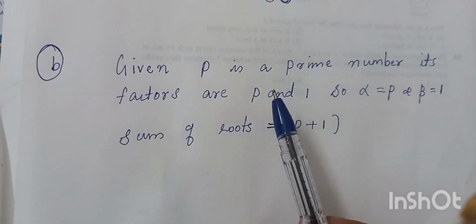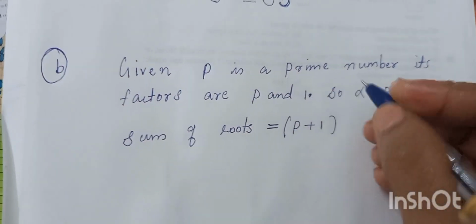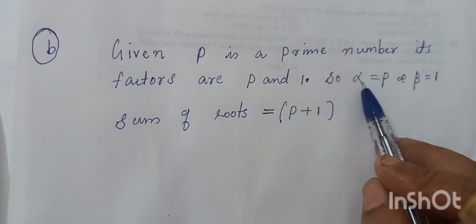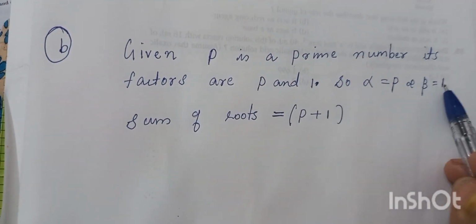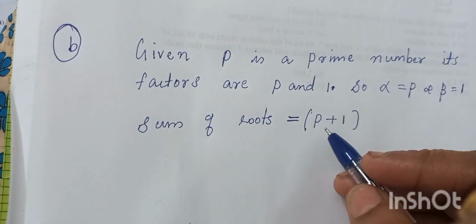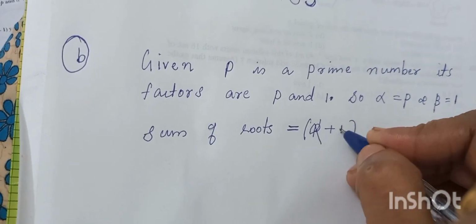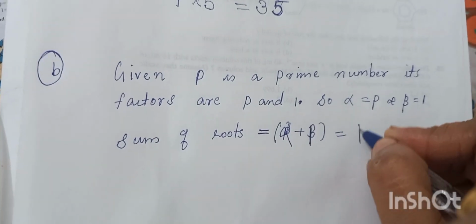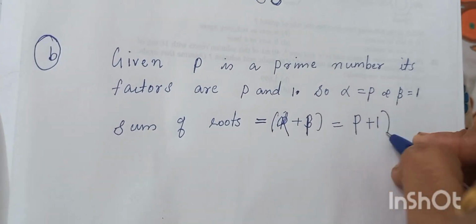p is a prime number. So, its factors are p and 1 only. So, for its roots, the first factor p we can take as alpha, and the second factor, 1, we can take as beta. We already studied that sum of roots is equal to alpha plus beta. So what is alpha here? Alpha is equal to p and beta is equal to 1. Sum is p plus 1, isn't it?